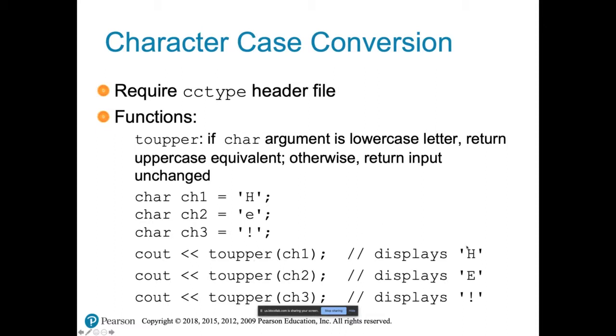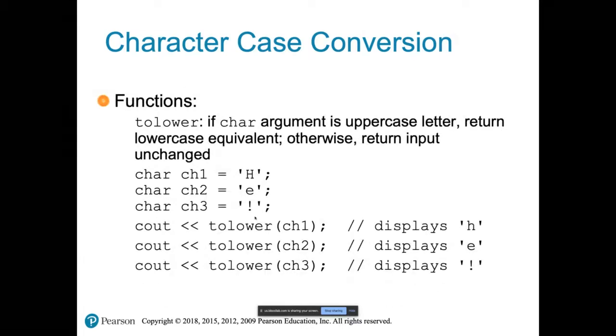But for this one, when it's H, it's toupper, so it just echoes it back, saying, hey, I'm already capital. And when it's lowercase e, it gives you capital E back. But when it's not a character that has an uppercase equivalent, it just echoes that back, says, I don't know what to do with it, I'm returning what you gave me. Same concept in reverse for tolower. Remember, is functions return back true or false, tolower and toupper do some kind of action.